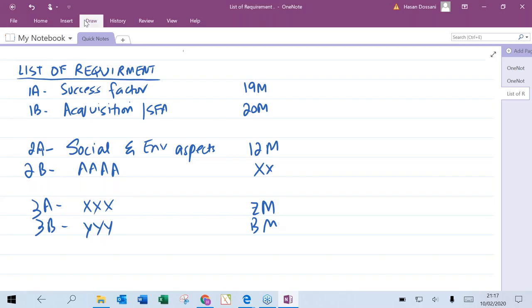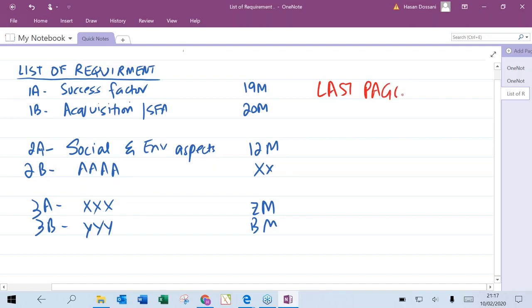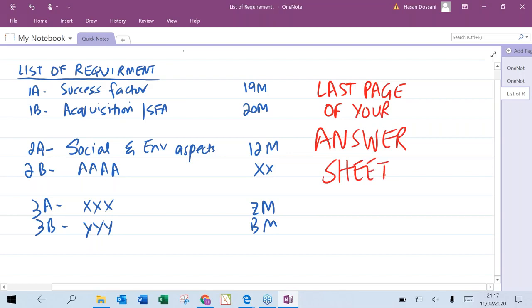So this list will be made on the last page of your answer sheet. So you will have your answer sheet, and you just use the last page. You can write on top of that, rough working, so that the examiner knows that this is not to be checked. And then on the last page, you make your list.